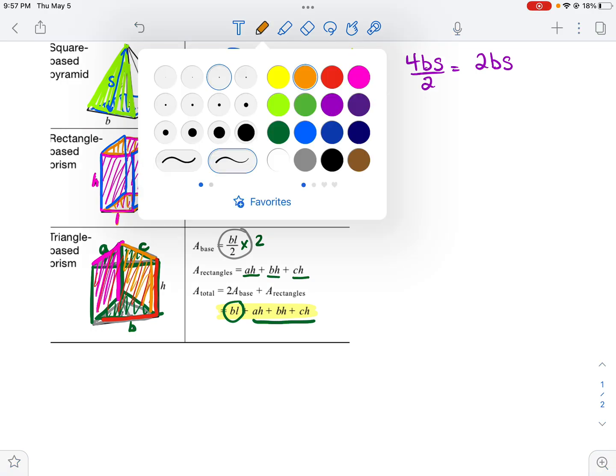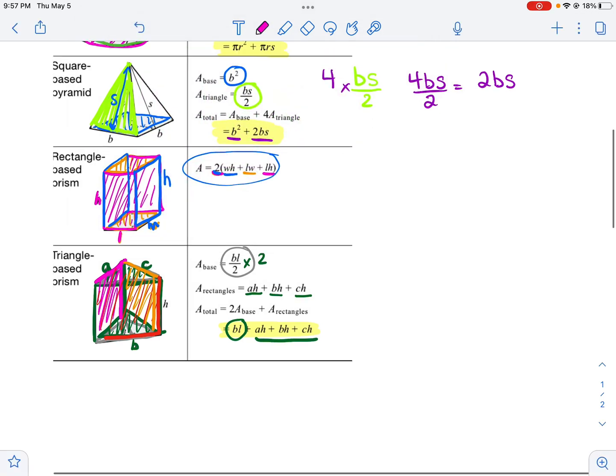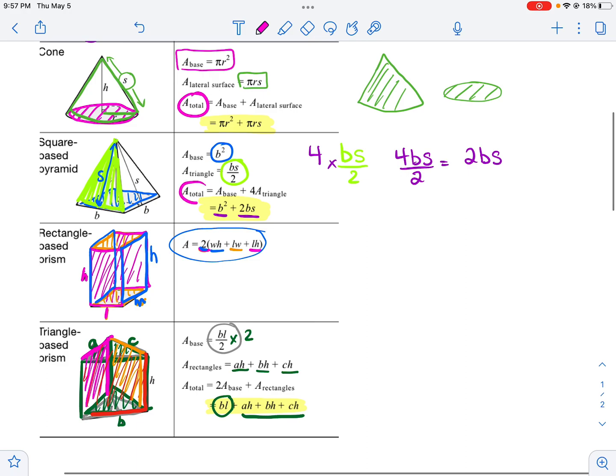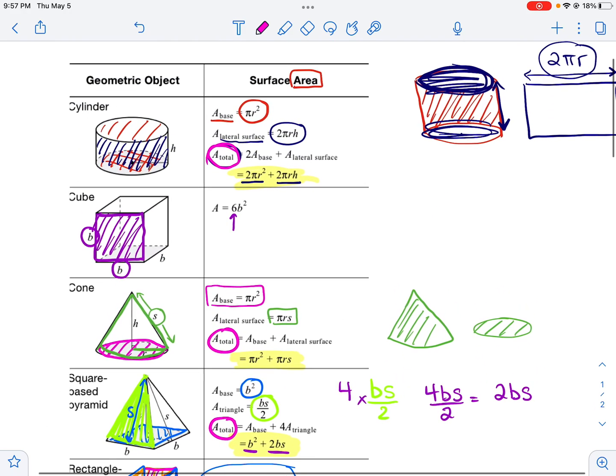So that's how these formulas work on your formula sheet. They tell you the formula for each part of the shape, and then the bottom one tells you the total for the whole entire shape. Okay, I hope that kind of makes sense.